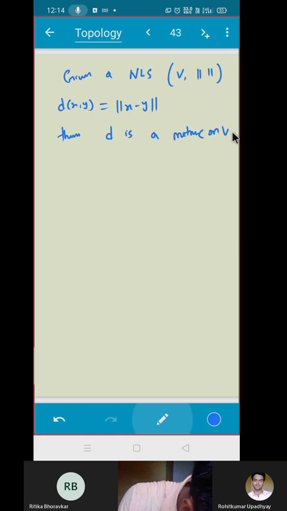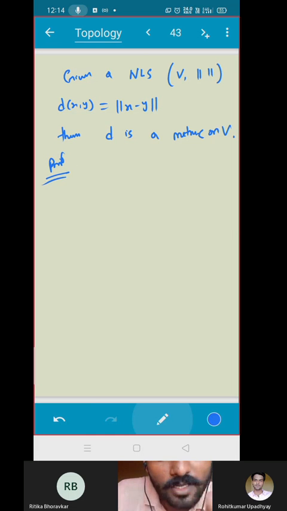Can you prove this d is a metric on V quickly? What are the things you need to check for the metric? Greater than 0, and that is true because of our definition of norm. Correct? Yes, sir.